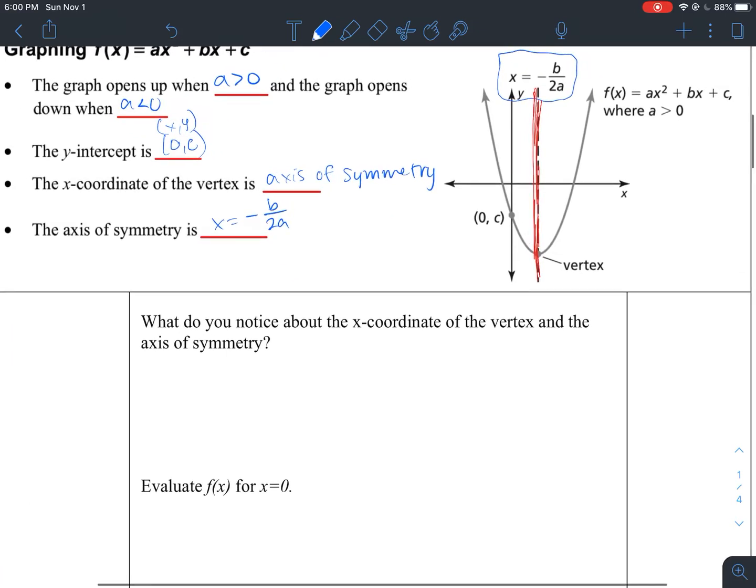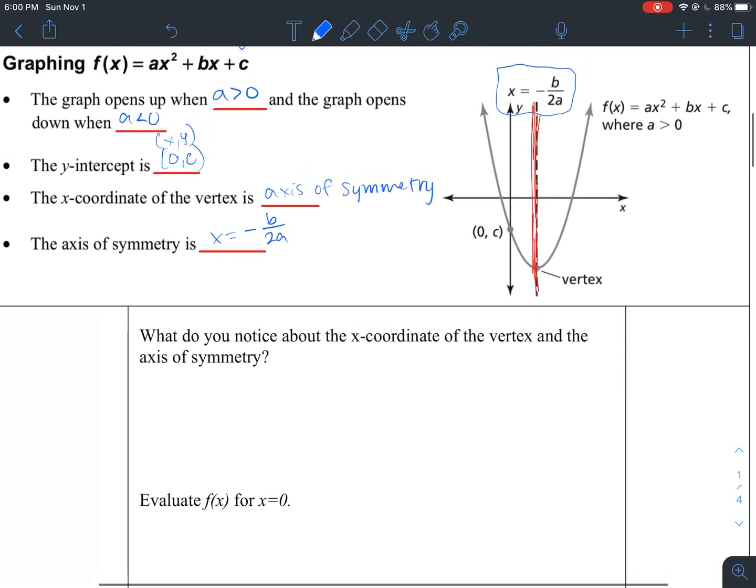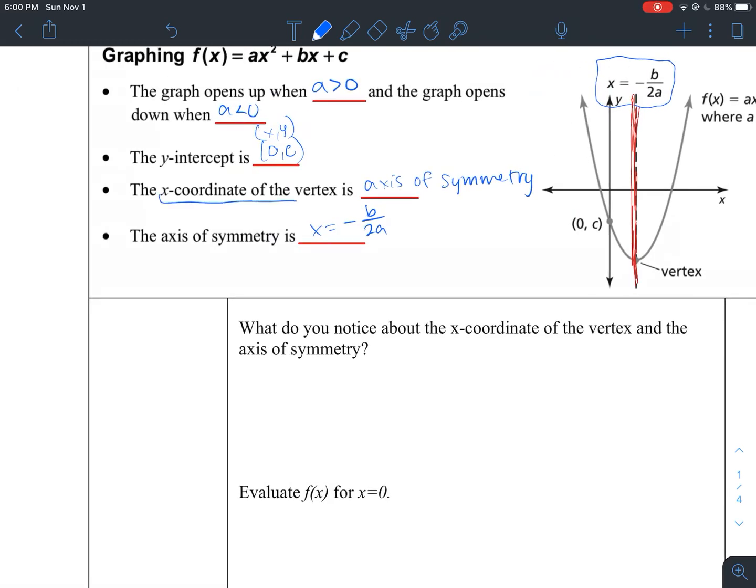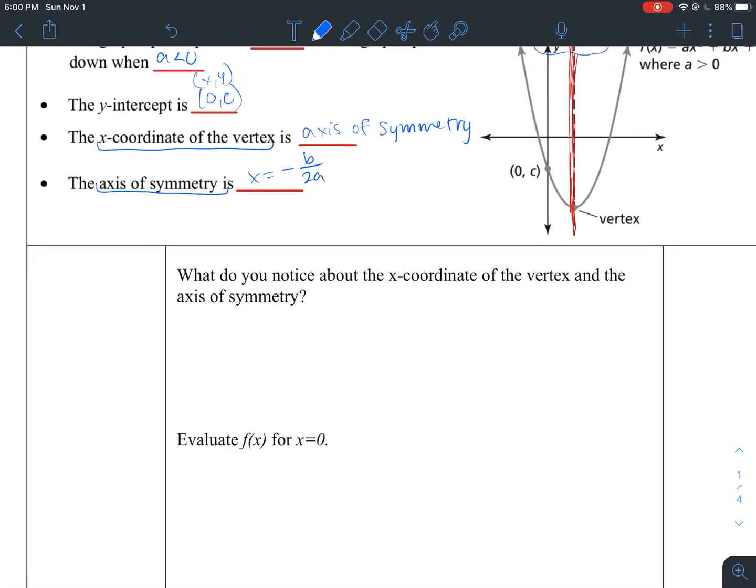So let's look at this, and what do we notice about the x-coordinate of the vertex and the axis of symmetry? The x-coordinate of the vertex is the axis of symmetry. So that's what we should notice, is that the vertex, which is in the form of x comma y, and x, which is the x-coordinate of the vertex, is equal to the axis of symmetry.